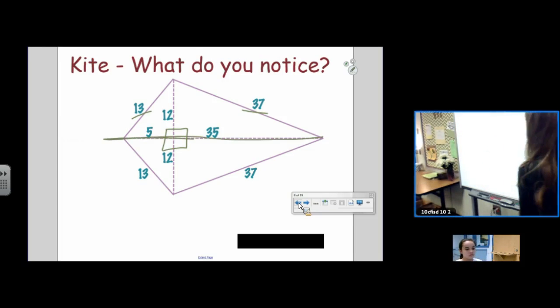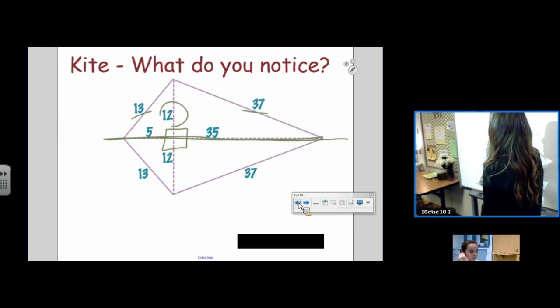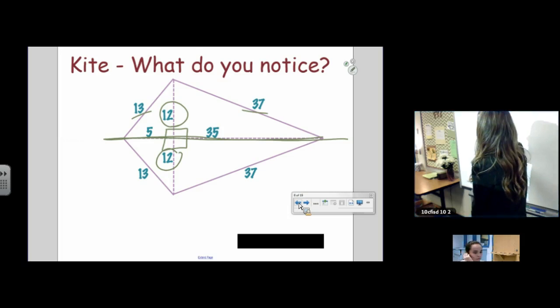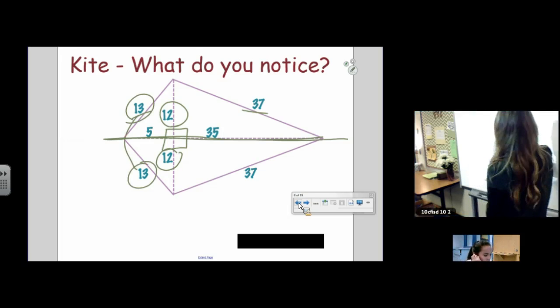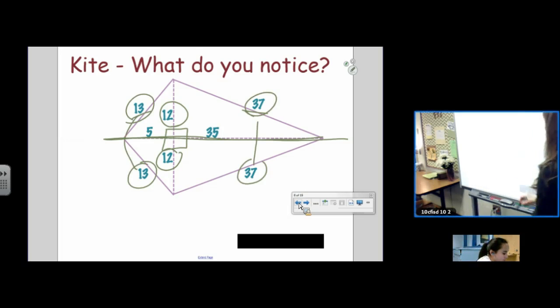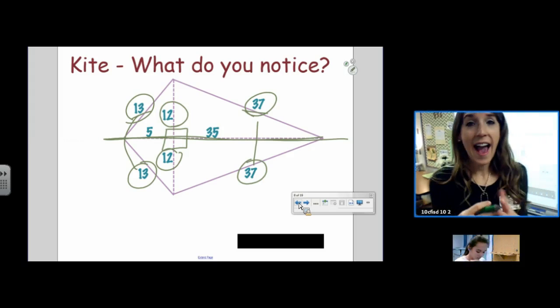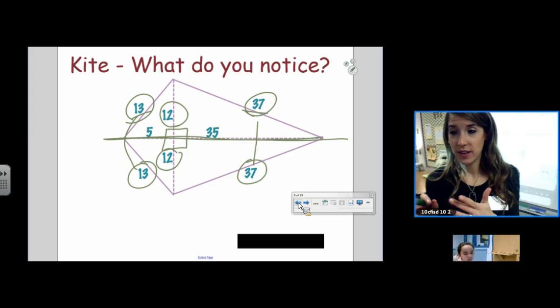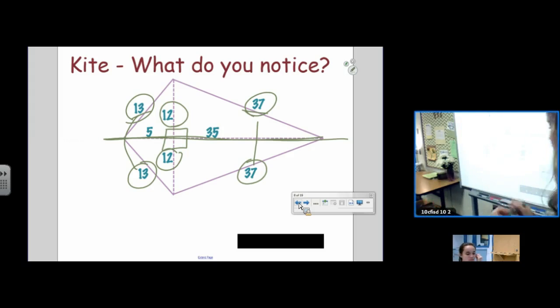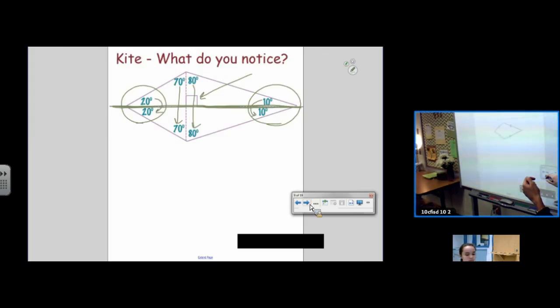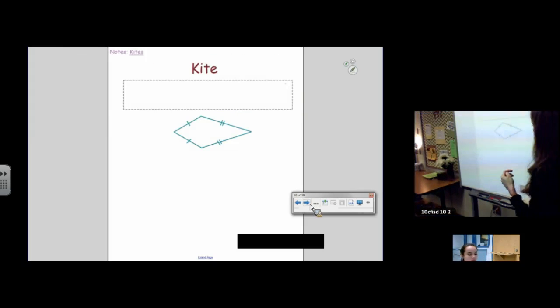Was this a mirror? Let's see. 12 looks in the mirror and sees 12. 13 looks and sees 13. Oh my goodness. So it's looking like one of the diagonals is a line of symmetry in this kite. All right, let's go ahead and dive into the properties so we can do some practicing.